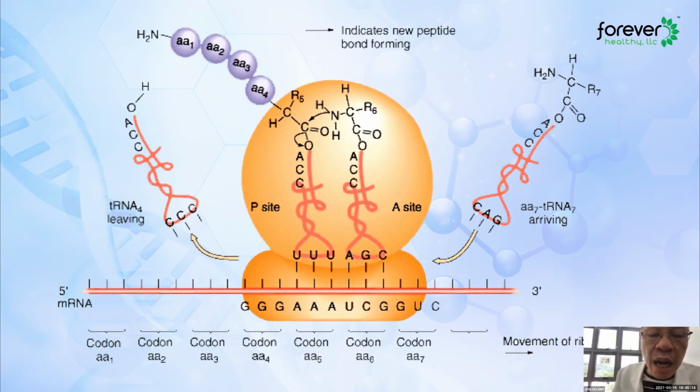So this is the structure of the ribosome. The one you see in orange is the ribosome. The line you see there, the codons, is actually the transcribed recipe from the DNA. And the codon exists in triple nucleotides. So GGG, that's the first. Then AAA, followed by UCG, then followed by GUC.